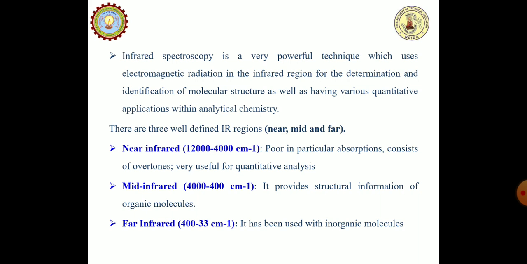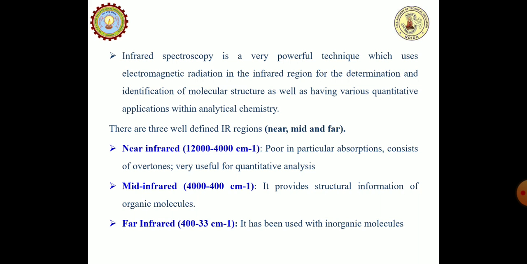The second one is the mid-infrared region. The range is in between 4000 to 400 centimeter inverse. The mid-infrared region provides structural information of the organic molecule. This is the range organic chemists use to identify the molecular structure.